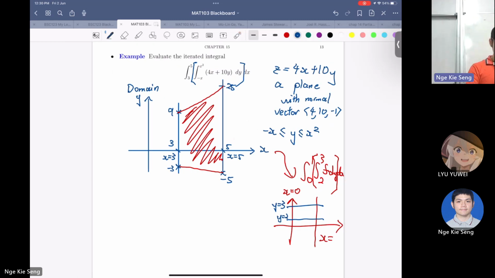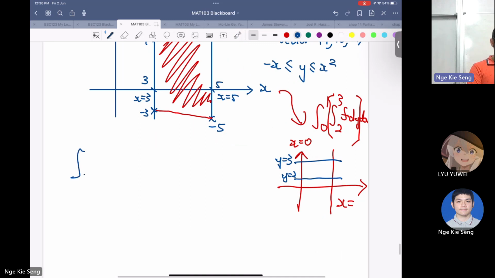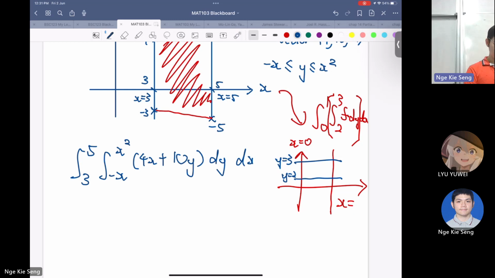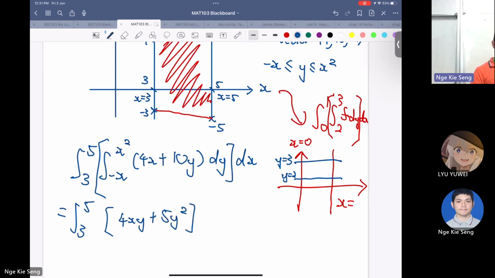So what's the real business here? The real business here, we need to integrate this iterated function. Let me show one of them. If you want to do an iterated integral, like just now we said, if you integrate over one variable, you treat the other variable as a constant. So when you integrate 4x plus 10y with respect to y, what do you get? 4xy plus 5y squared. Okay, good. So you evaluate from minus x squared to x squared.